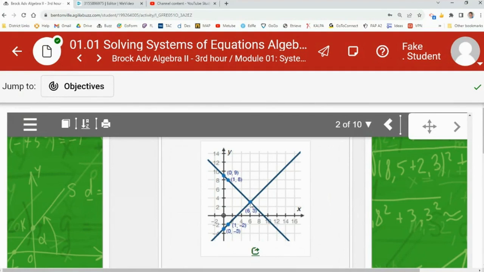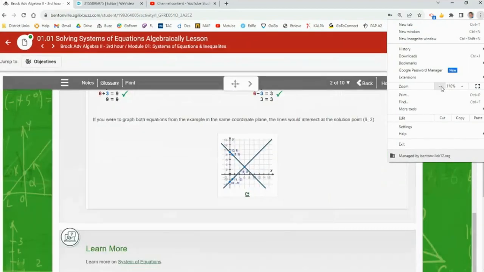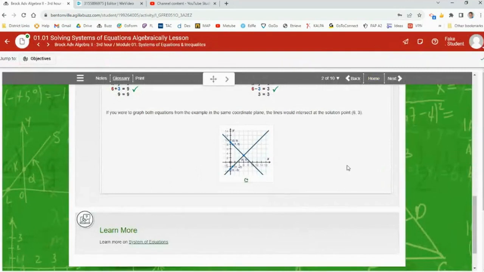So when you graph it, all you have to do is find the common point, and that is the solution for that system. All the other points are not equal to each other, but that point is the same on both equations. All right, let me go ahead and make that smaller again. All right, back to 100%.